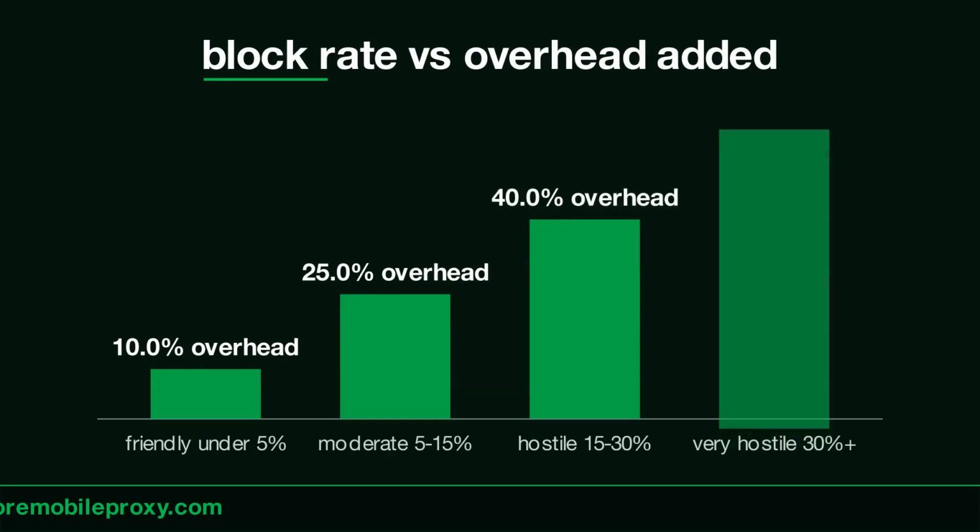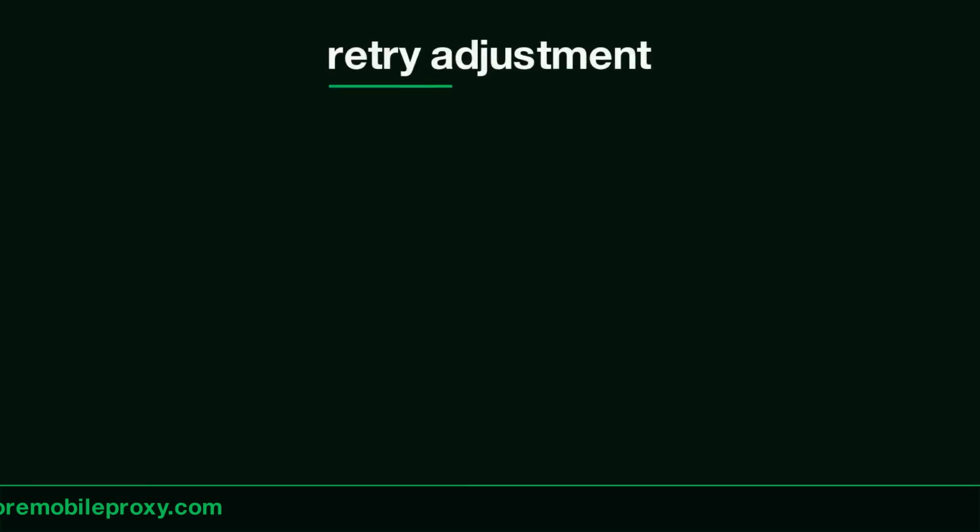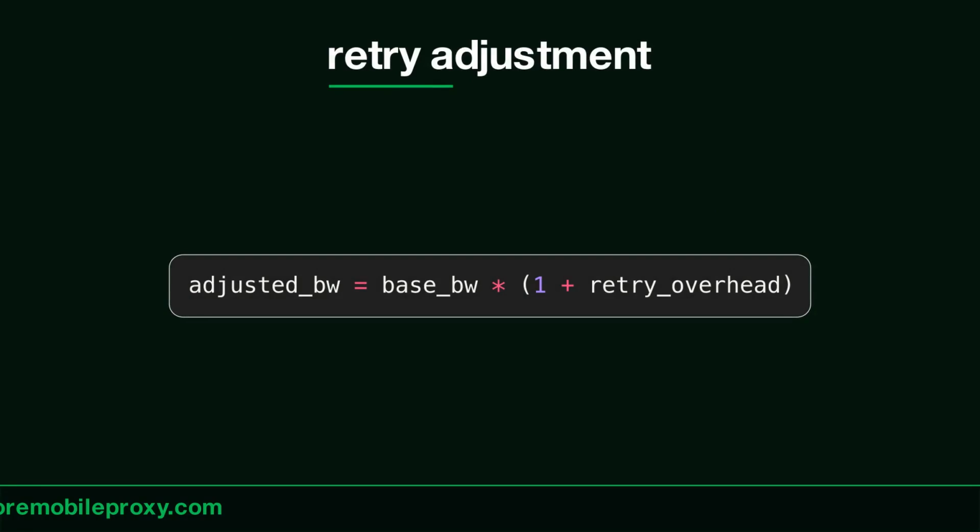Input 3, retries. Every block or failed request consumes bandwidth without producing data. Retry overhead depends on your target's block rate.